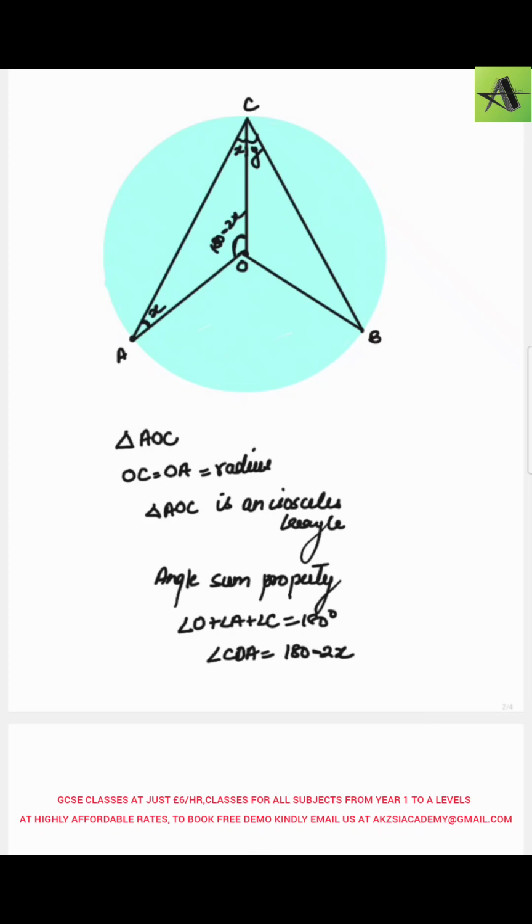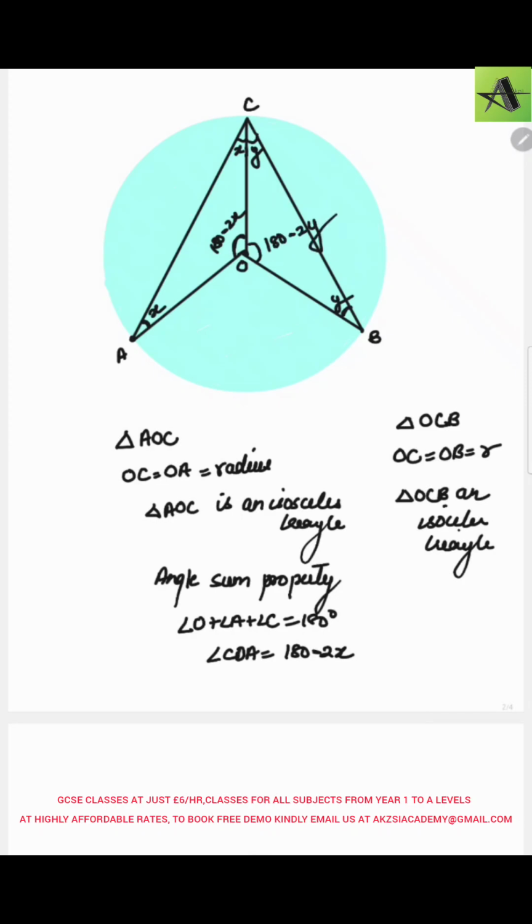And similarly, in triangle OCB, the other half, OC is equal to OB, both are radius, which makes triangle OCB an isosceles triangle as well. And if this is an isosceles triangle, obviously this is going to be y. Then again, applying angle sum property, this turns out to be 180 minus 2y.